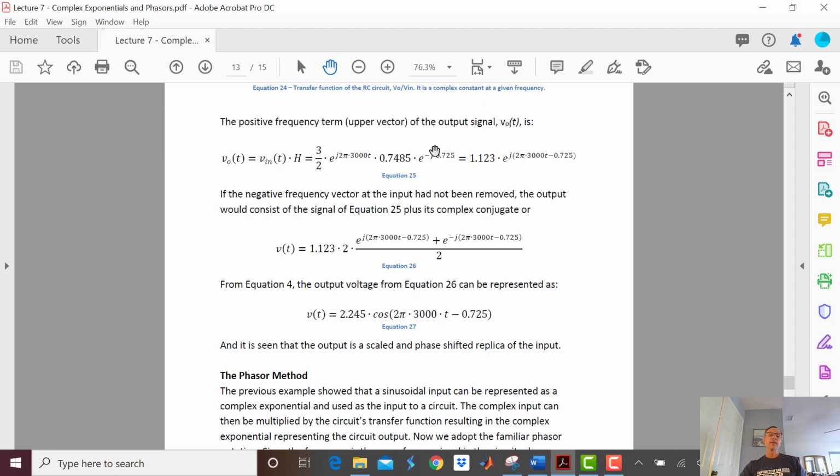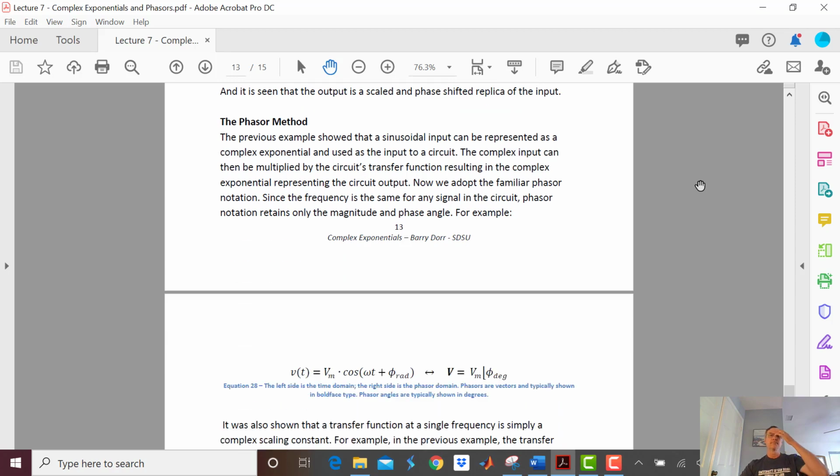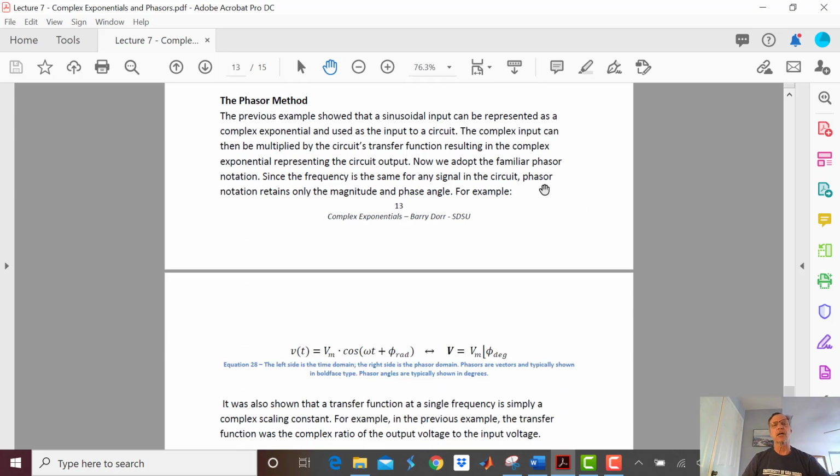But in the last example, we just did it for a circuit. Now let's jump full bore into the phasor method. The previous example showed that a sinusoidal input could be represented as a complex exponential and then used as the input to the circuit, like the smart people do who write the technical articles in textbooks. And the complex input can then be multiplied by the circuit's transfer function, resulting in the complex exponential representing the circuit output. Now we're going to adopt the familiar phasor notation.